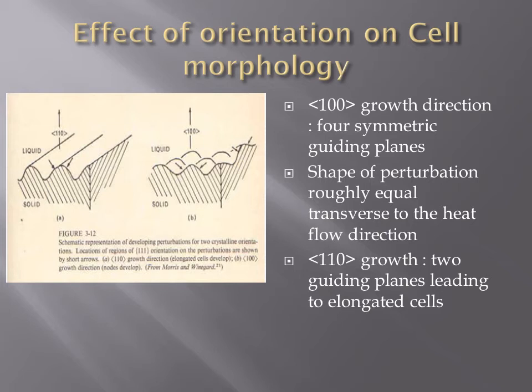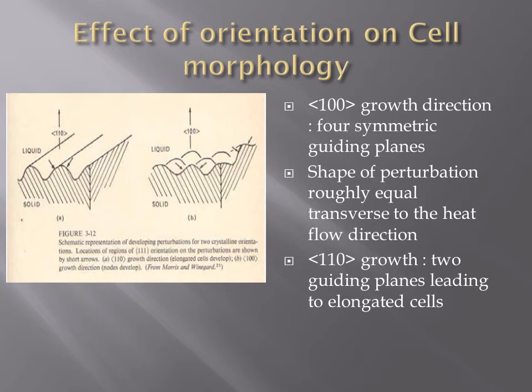In the case of 100 growth direction in cubic metals, a perturbation on the interface will have four symmetrically placed regions of 111 orientation. This is the closest packed plane and is expected to be the slowest growing. Thus, these four slow growing regions guide the shape of the perturbation to be of roughly equal dimensions transverse to the heat flow direction. The relatively small amount of segregate in the dilute alloys with high G_L by R then concentrates in the lowest positions of the interface as nodes.